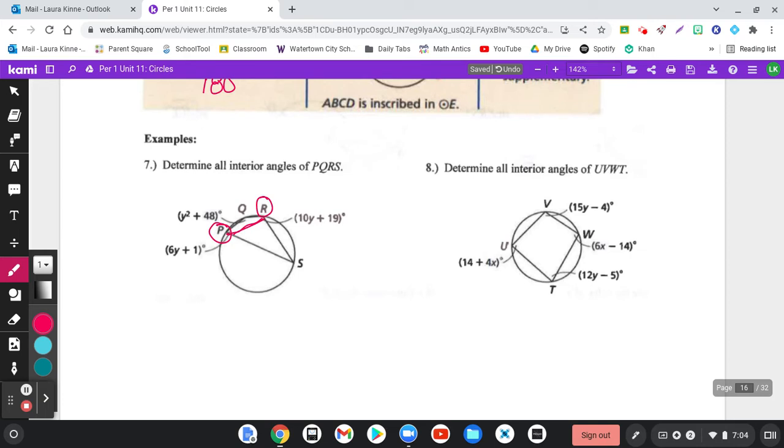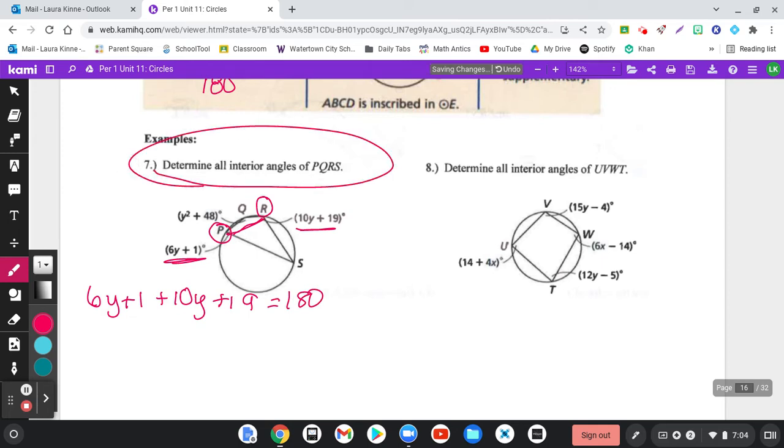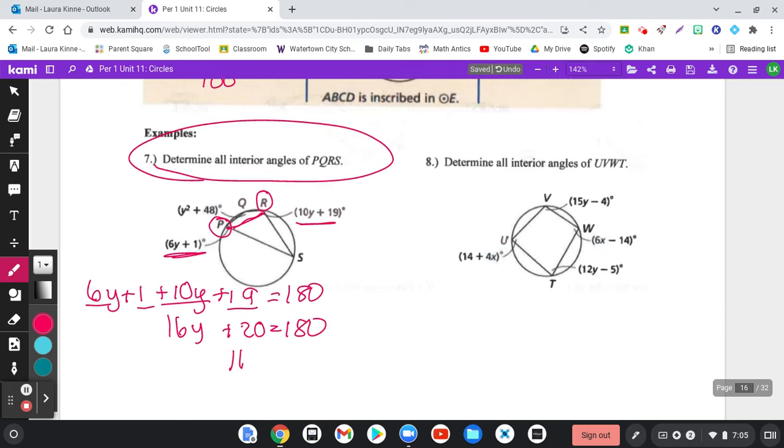I'll need that other one in a minute, but for the equation itself, we just need to find y. So I'm just going to add those up and set them equal to 180. And once you have y, then you can determine all the angles. So let's see, 6y and 10y, 16y, 1 and 19 is 20, equals 180. Subtract 20, so 16y equals 160. So y is going to give us 10.